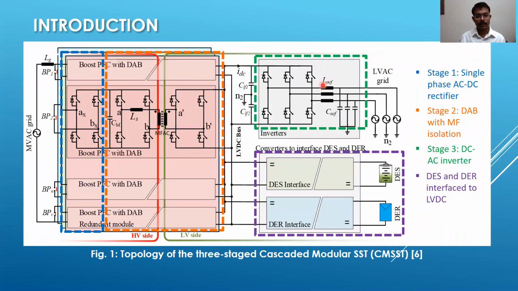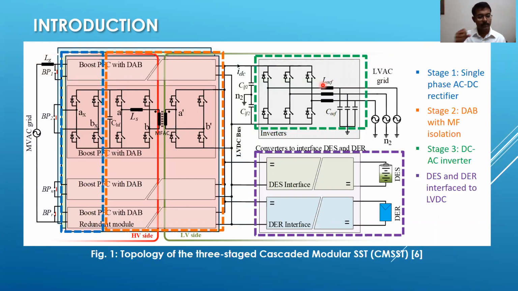So introducing the concept of solid-state transformers, I would say that it is a power electronic topology with galvanic isolation, and for grid-connected applications, it is often multi-level. So the solid-state transformer technology is referred to as smart transformers, power electronic transformers, and by various other names by different R&D groups all over the world. And here I have shown the topology of the conventional three-stage modular solid-state transformer, which is often referred to as the cascaded modular solid-state transformer, or the CMSST.